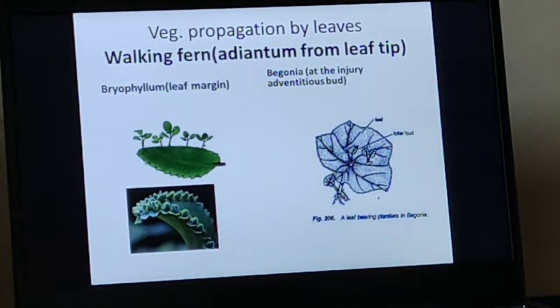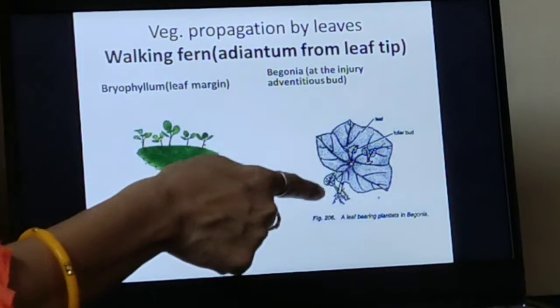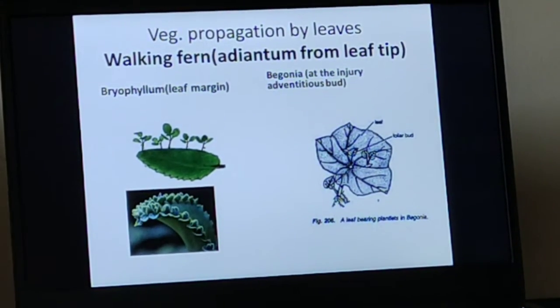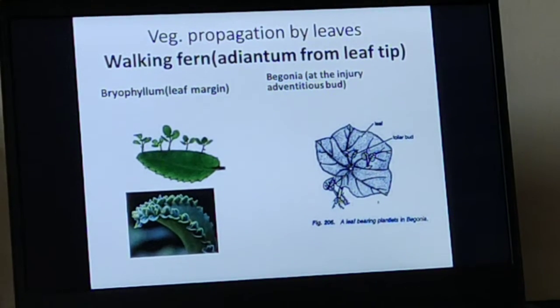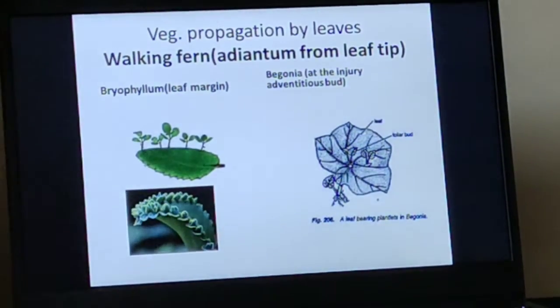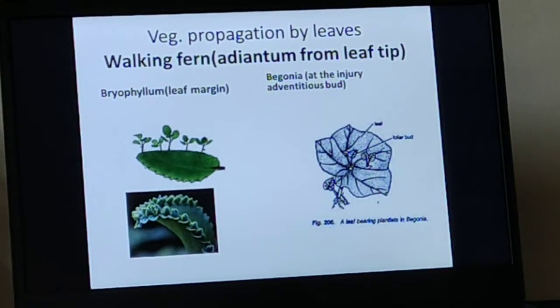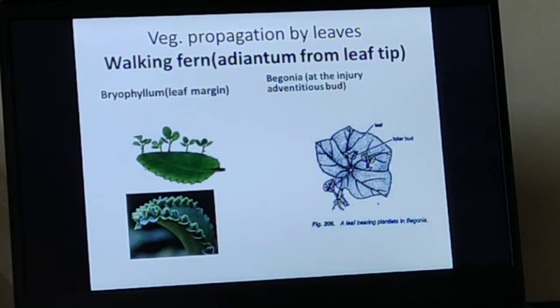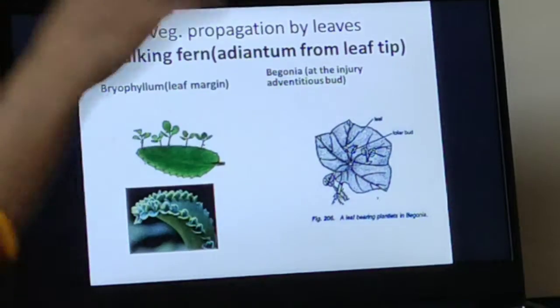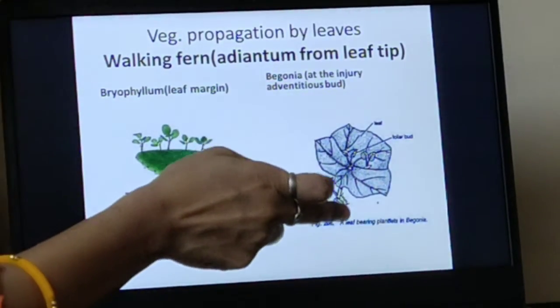Besides that, other examples we also have to learn, that is about this begonia. In the begonia, when an injury occurs in the leaf, what happens? At the place of the injury, new buds arise. Okay, so in this leaf, the leaf surface area is a vegetative part. So when there is an injury, it gives rise to a new plant. So you have to remember about this leaf surface and leaf lamina in the begonia.